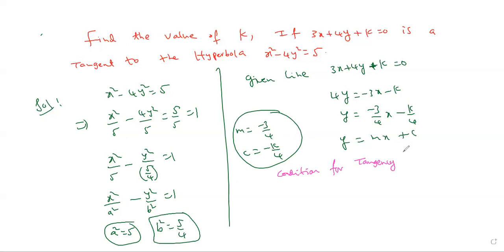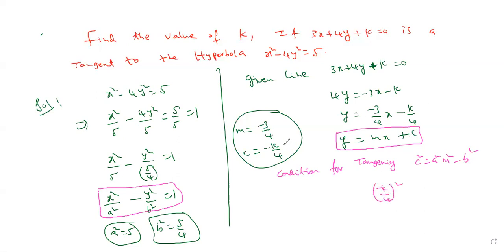The condition for y equal to mx plus c to be tangent to the standard form x square by a square minus y square by b square equal 1 is c square is equal to a square m square minus b square. Apply it. We got all values: k square by 16 is equal to 9 into 5, 45 by 16 minus 5 by 4.